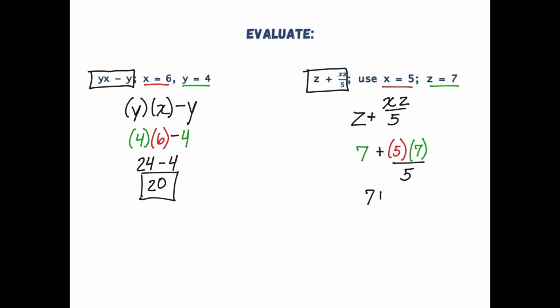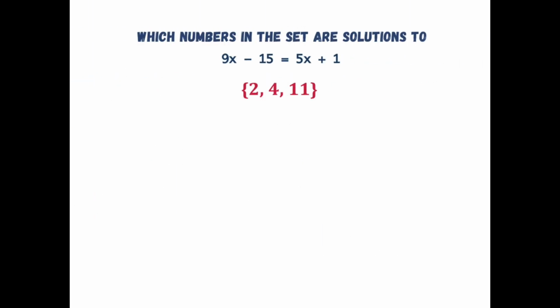Now I'm going to simplify by multiplying next. So 5 times 7 is 35 over 5. And then I'm not going to add next. I'm going to divide first. PEMDAS told me so. So 35 divided by 5 is 7. And lastly, I'm going to add them together. Your last step should always be adding or subtracting unless you're simplifying a division problem and there is no adding or subtraction to do.